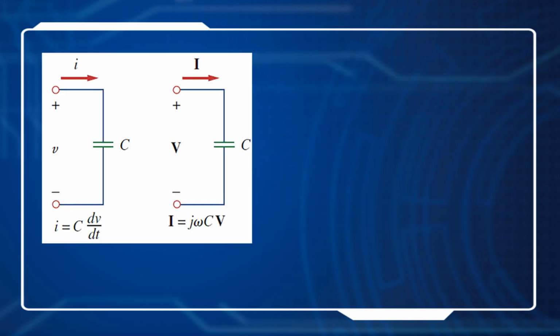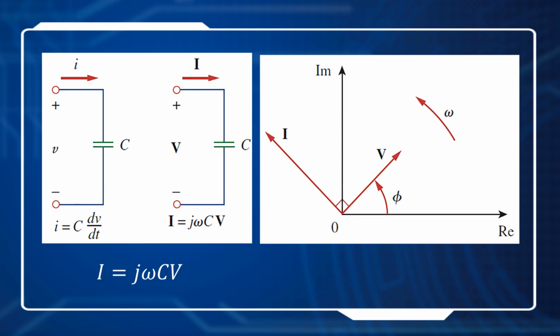For the capacitor, if we transform both voltage and current into phasors, we will get the relationship between phasor I and phasor V: I equals j omega C multiplied by V. So we can draw both of the phasors in the graph, and we will find the phasor I is leading V by 90 degrees. So we can rewrite the relationship like this: V equals I over j omega C.